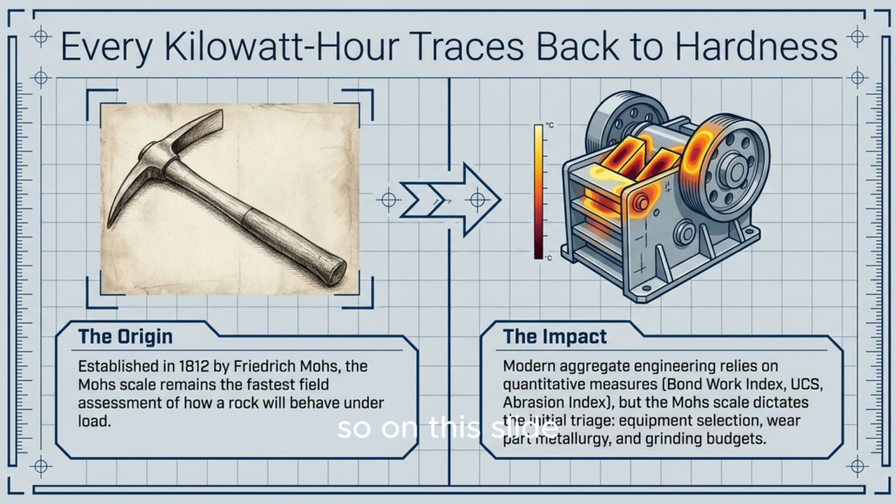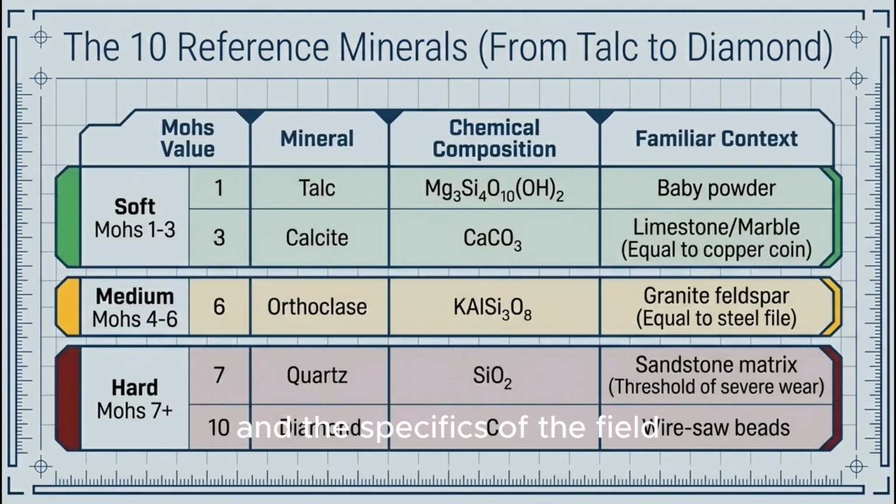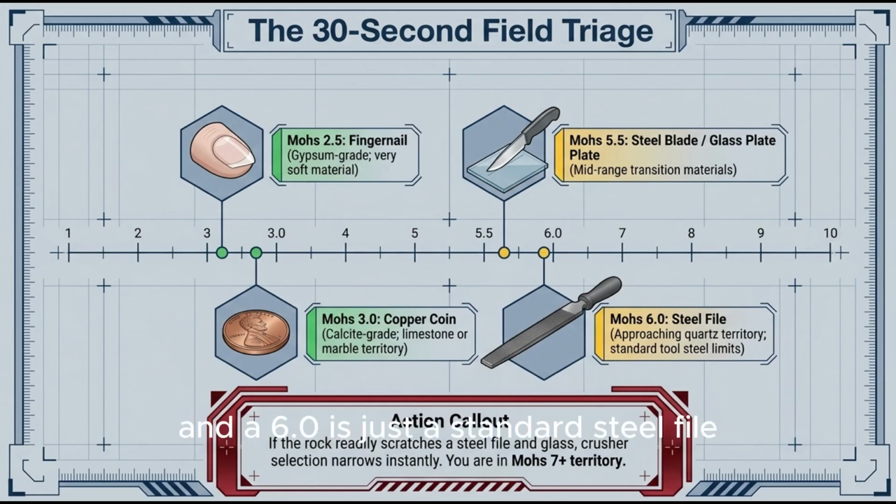Right. So on this slide, we examine the origin and the 30-second triage, which is really about the ordinal scratch protocol. Basically, you just take an unknown sample and a reference mineral. And if the sample scratches the reference, it's harder. Yeah, that's the whole foundation. And the specifics of the field tools are wonderfully low tech. A Mohs 2.5 is literally just your fingernail. Just a fingernail. Oh, wow. Yeah. And then a 3.0 is a copper coin, which covers your calcite-grade minerals, and a 6.0 is just a standard steel file.